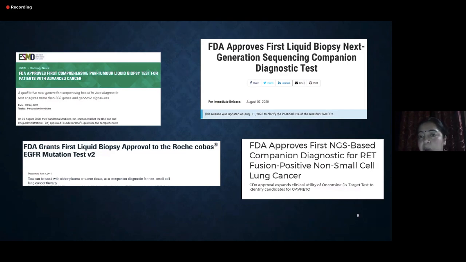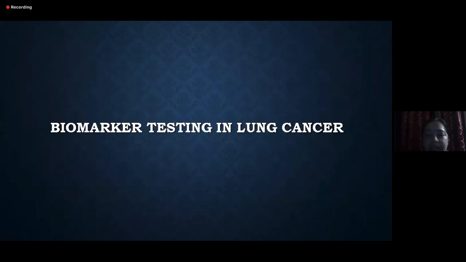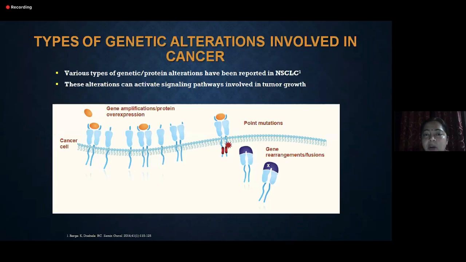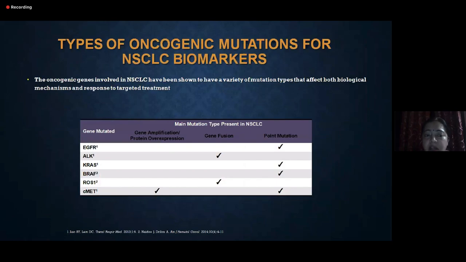Again, talking about how important these are becoming, in the last one year, FDA has approved three liquid biopsies: from Foundation One, from Guardant 360, and from OncoMine Target tests. I am not that familiar with the ones that we are now doing in India, but perhaps Dr. Parekh or the other speakers can tell us a little bit more about the accreditation and the validity of these tests. So, depending on the type of genetic alteration that we see in the cancer, such as amplification, overexpression, point mutation, or gene rearrangement, we have to decide what is the test that we want to order.